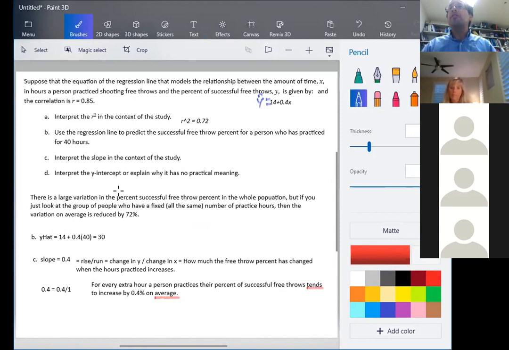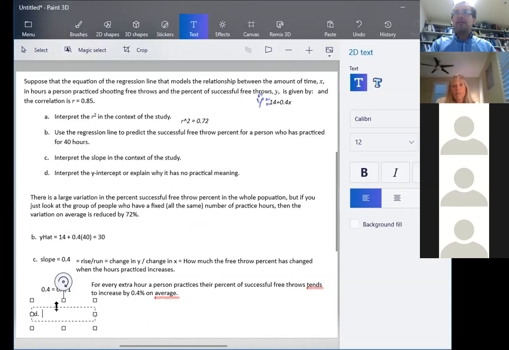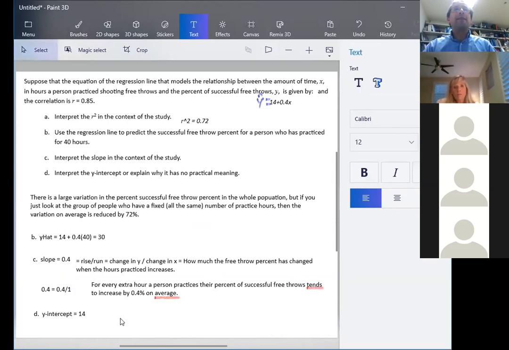Okay, so the next one is interpret the y-intercept or explain why it has no practical meaning. All right, so the first thing, this is something you should all know from beginning algebra. Based on the equation, what is the y-intercept? Good. Stephanie remembers. The y-intercept is equal to 14. Okay, now let's see if you can remember, math-wise, what does the y-intercept do?